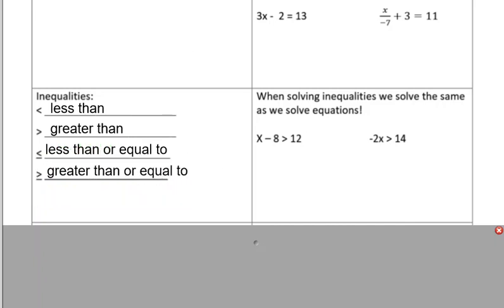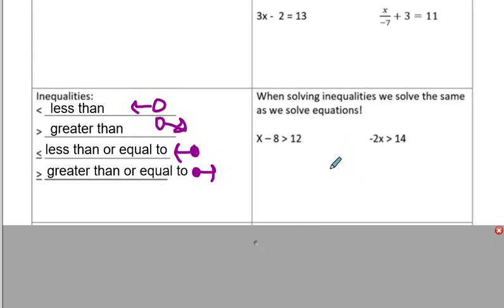Okay, remember, less than and greater than are open circles. Less than would go this way, greater than would go this way, and less than or equal to would be closed. And greater than or equal to. Okay, so those are our signs we're going to use when we graph.